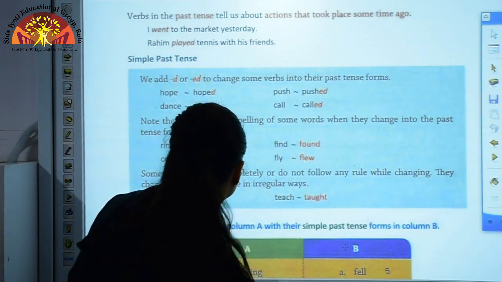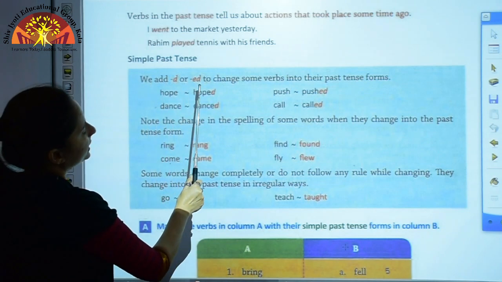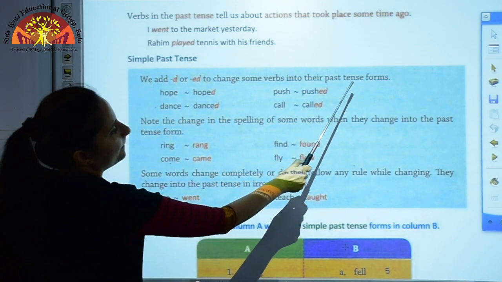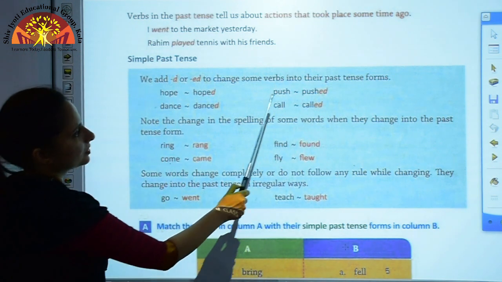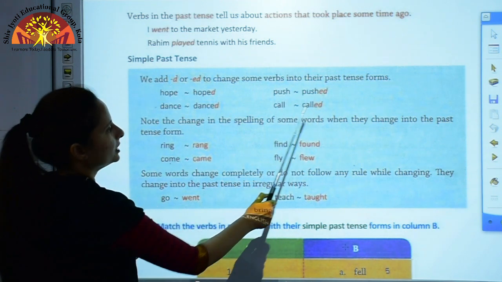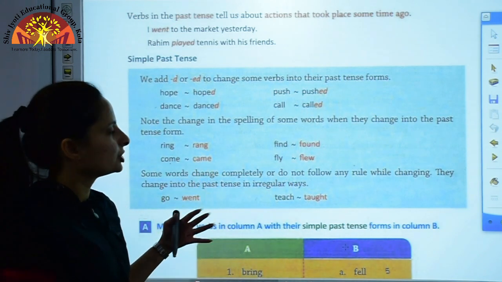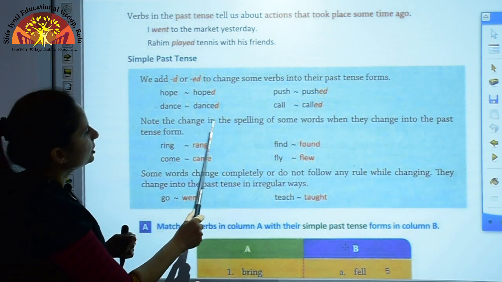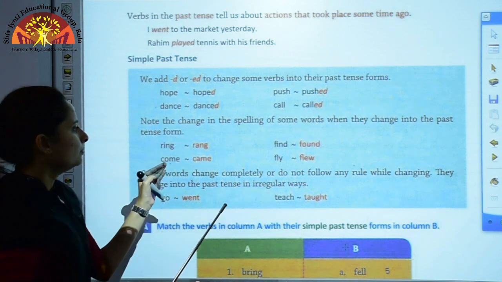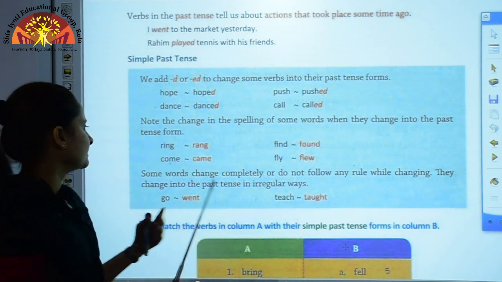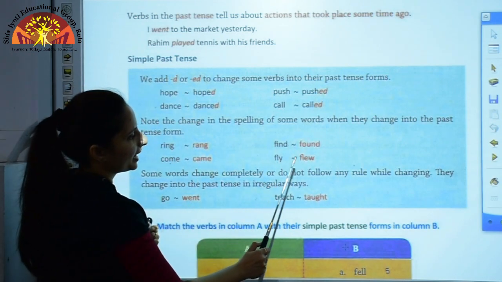Simple past tense. Some of the ways how we can change the verb into its past form: we add d or ed to change some words into their past tense forms. Example, hope, hoped, dance, danced, push, pushed, call, called. Here you can see d and ed is added to the verbs to change into their past forms. Note the change in the spelling of some words when they change into the past tense form. Some words undergo a change in their spellings. Ring, rang, come, came, find, found, fly, flew.